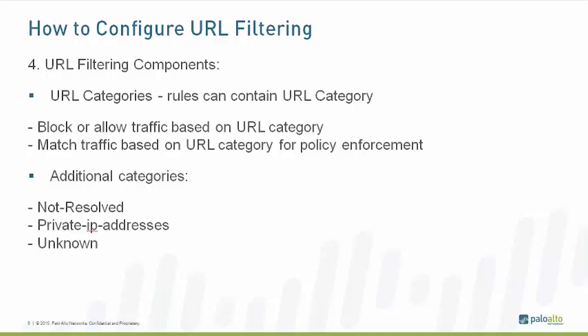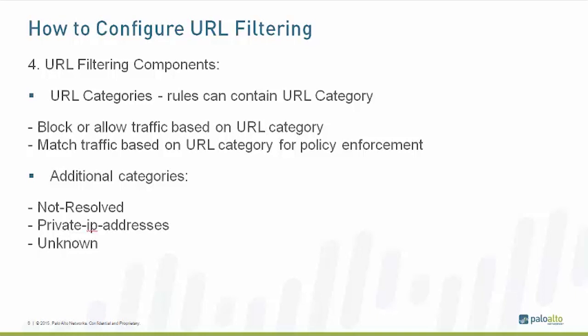There are two ways to make use of the URL categorization on the firewall. You can use it to block or allow traffic based on the URL category, or you can match the traffic based on the URL category for policy enforcement. By grouping websites into categories, it makes it easy to define actions based upon certain types of websites.